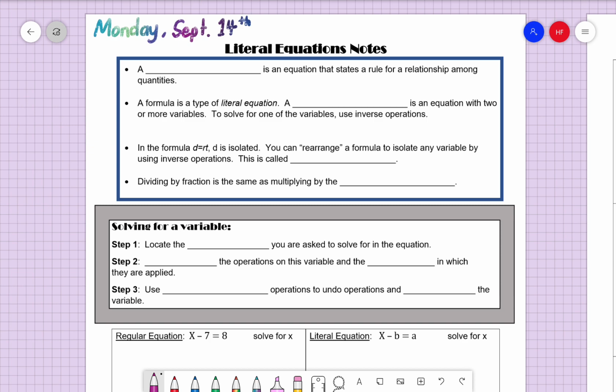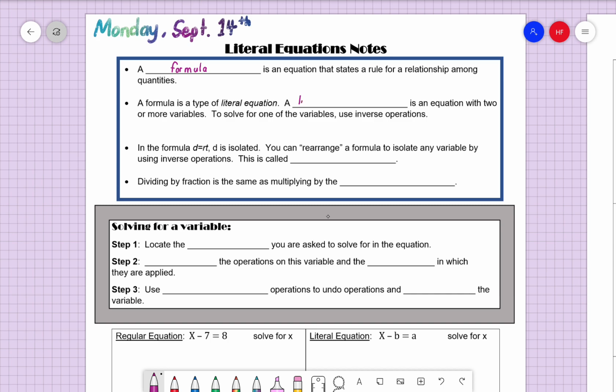So we've started on literal equations on Friday, and so this is just an extension of what you've seen. Jumping straight in, a formula is an equation that states a rule for a relationship among quantities. Quantities are just numbers, just anything that we can measure. And then a formula is a type of literal equation.